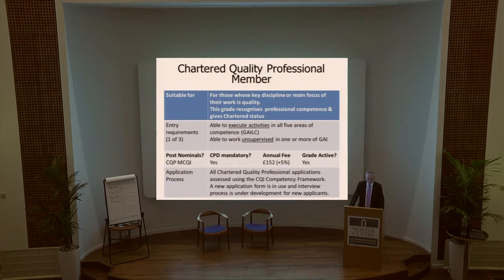Okay, so let's look at member. Who is suitable in terms of member grade? It's really for those people whose core discipline is quality. That's your day job. And it recognises your professional competence and gives you chartered status. In terms of entry requirements, the ability to execute activities in all 5 areas of competency: governance, assurance, improvement, leadership and context. The ability to work unsupervised in one or more of those areas. You do get post-nominals. CPD is mandatory. The grade is active. Now you can apply for the grade. And the application process is as detailed there.